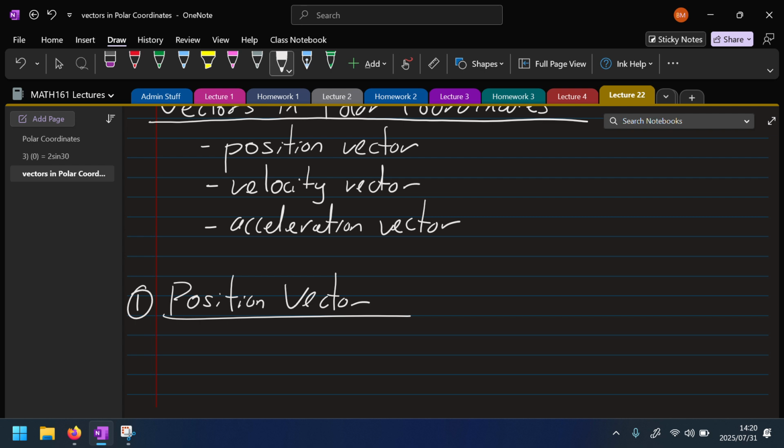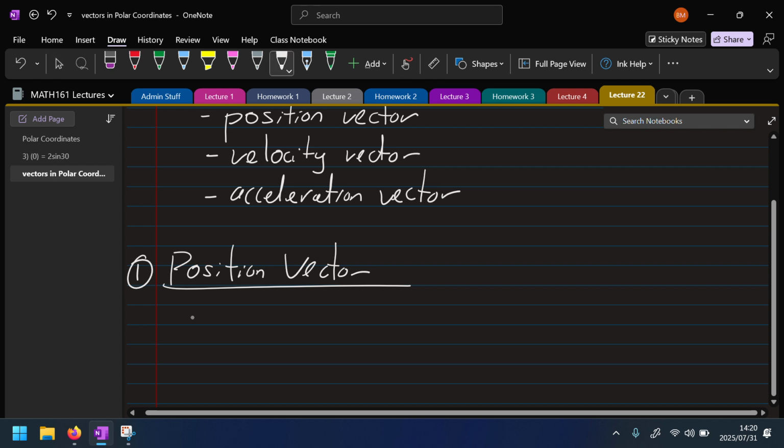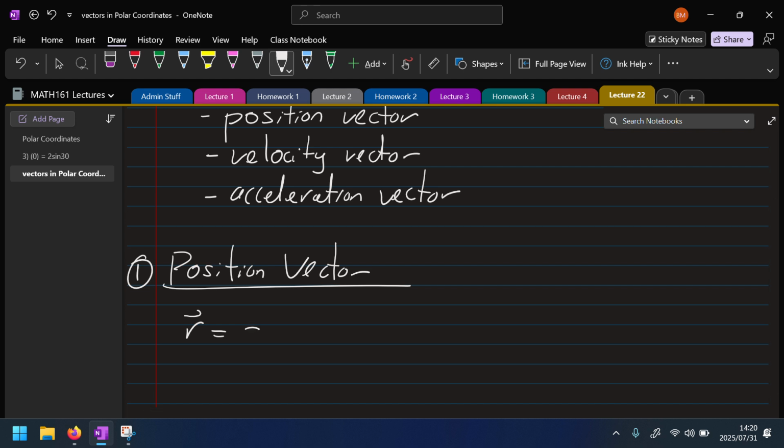Okay, so we know what it looks like in Cartesian coordinates. So we'll start with that and then convert it into polar coordinates. So this is position vector r is going to be x i plus y j.